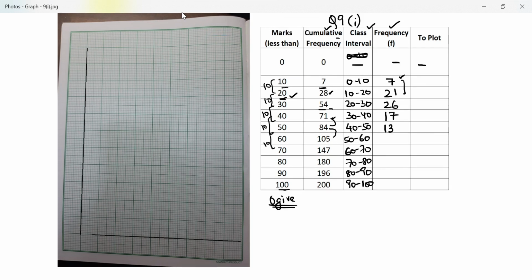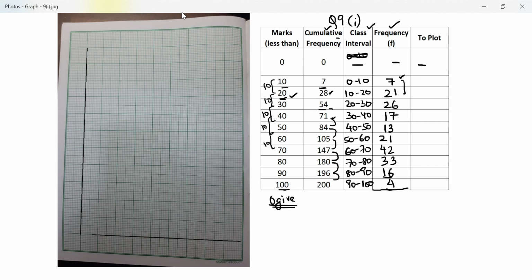Next I subtract here, so that's 21. Next is 147 minus 105, that's 42. Next is 180 minus 147, that's 33. Next is 196 minus 180, that's 16. And 200 minus 196, that's 4. So 4 students scored marks between 90 to 100. 16 students scored marks between 80 to 90.